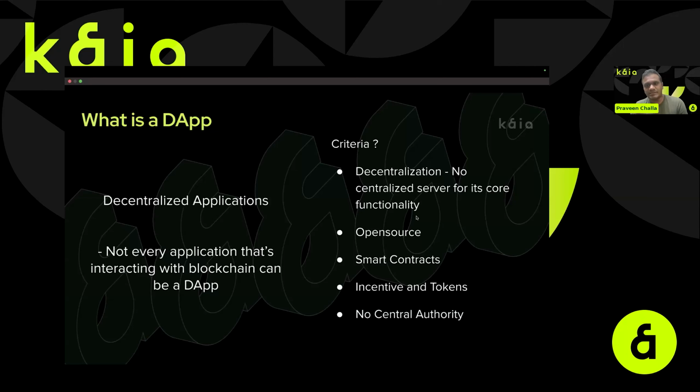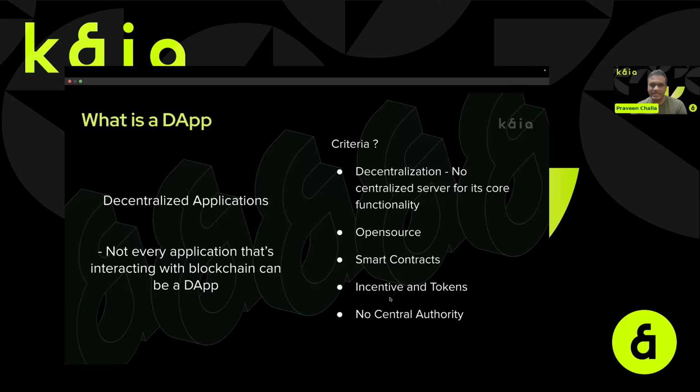The second criteria is open source. The code has to be open source so that every user, whoever is trying to interact with the Dapp, with the smart contracts or with the logic, needs to know what kind of logic is written in the business. And the third one is, of course, when you use smart contracts, all the core logic is transparent for the user, and he'll know the number of transactions that happen on the smart contracts, and mainly the incentives and the tokenization.